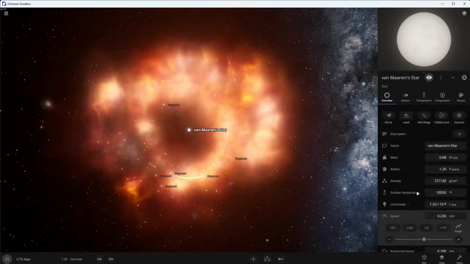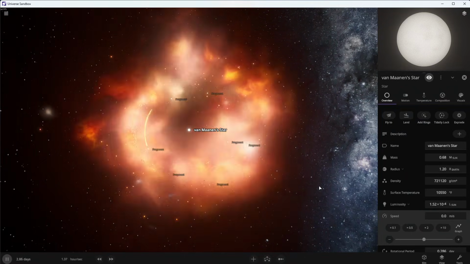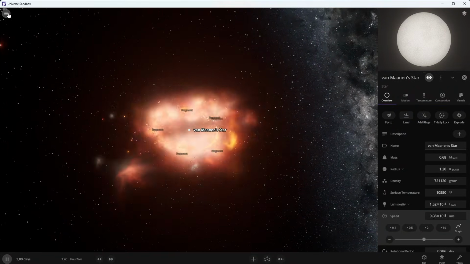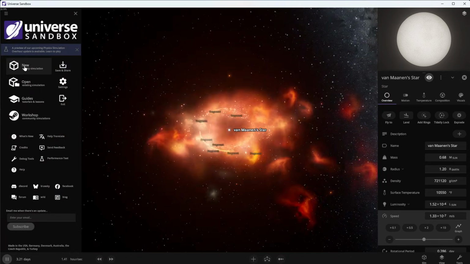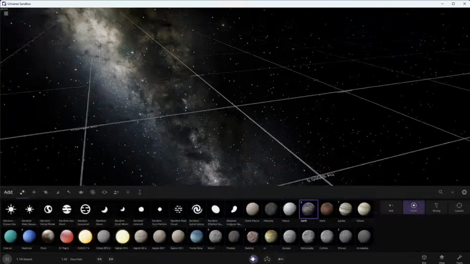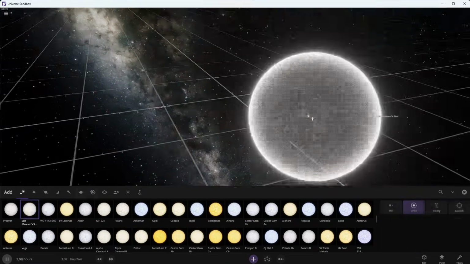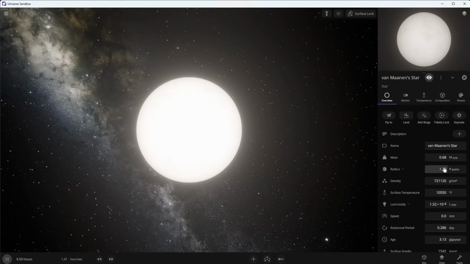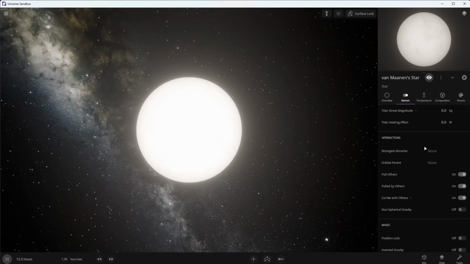Alright, I created gas by accident. Yeah, I'm just gonna redo it. Alright, so we know that it's very small. It's about the size of Earth. Believe it or not, its radius is just a tiny bit bigger than Earth. That's crazy.